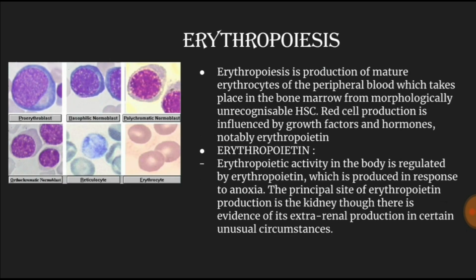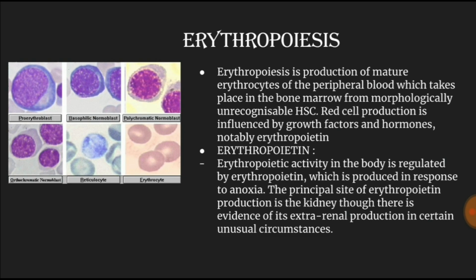Next, moving to the formation of RBC. So how is an RBC formed? The process of formation of RBC is called erythropoiesis, which is the production of mature erythrocytes, and it takes place in the bone marrow, evolving from the hematopoietic stem cells. Red cell production is influenced by growth factors and hormones produced by the pituitary gland as well as the gonads.